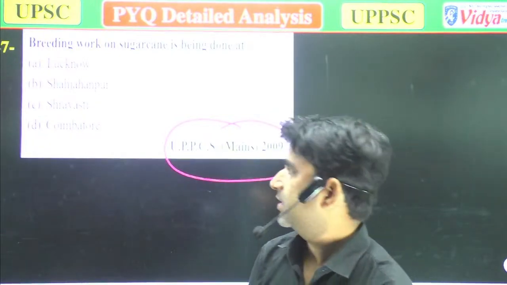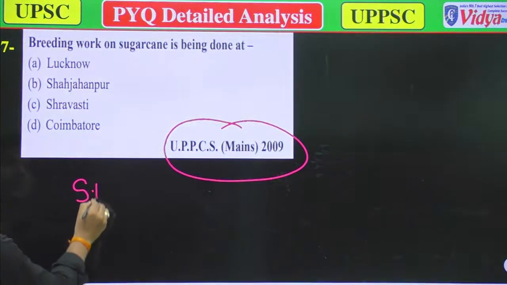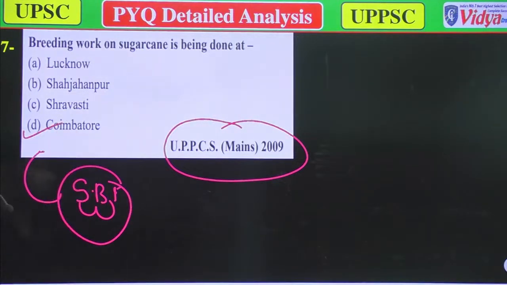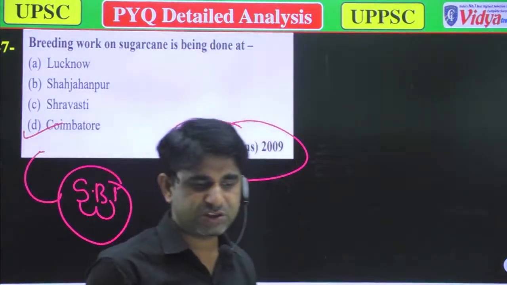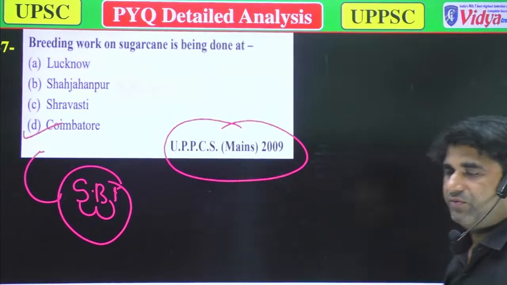So the answer is SBI, Sugarcane Breeding Institute. The Sugarcane Breeding Institute is found in Coimbatore. So option D is correct.